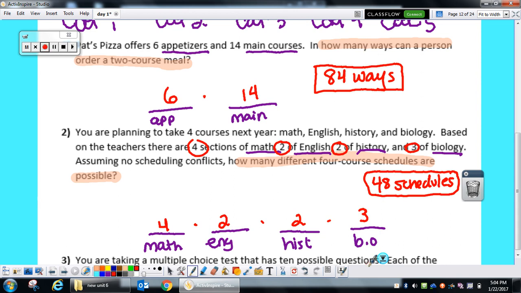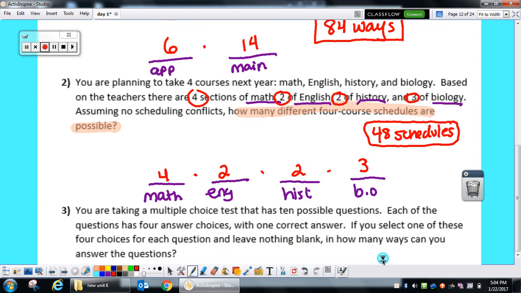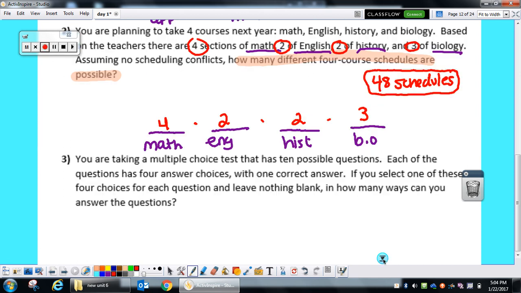Okay? Alright, so the last one on the front, you're taking a multiple choice test. It has 10 possible questions. Each of those questions has 4 answer choices and only 1 answer is correct. You have to answer all the questions, you can't leave anything blank, and you must select one of these 4 answer choices. How many ways can you answer the questions?